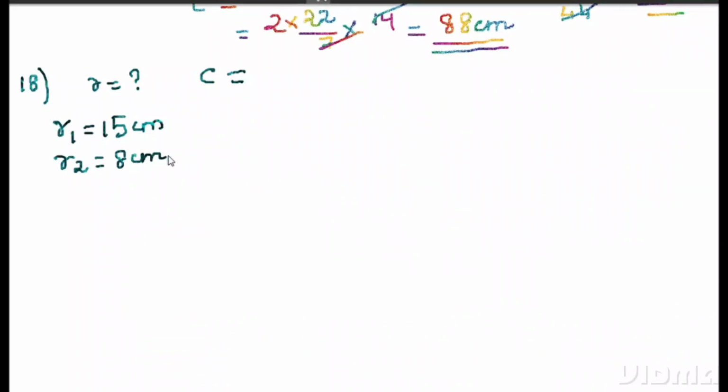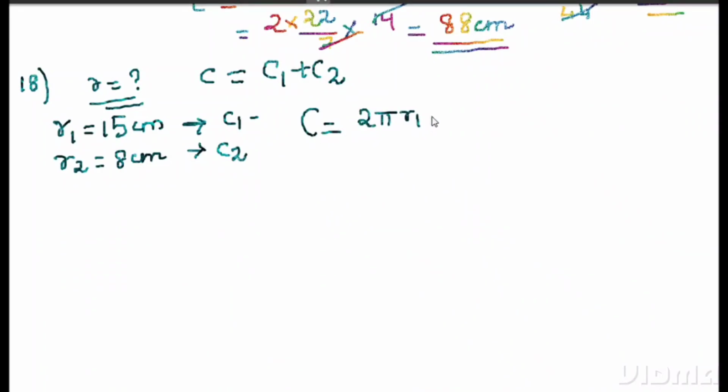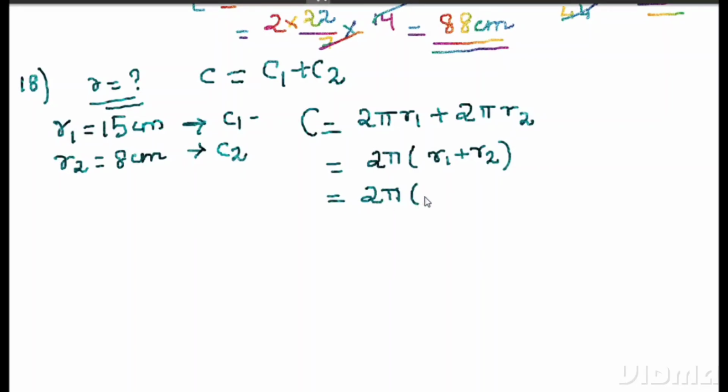So they are telling that you have to find the radius of a circle whose circumference is equal to the sum of the circumferences. So let us say the circumference of the first circle is C1 and the circumference of the second circle is C2. So the new circumference will be equal to the sum of C1 and C2. So let's see what will be the new circumference. C1 is 2 pi R1 plus C2 is 2 pi R2. So I can take 2 pi common from here. So this becomes R1 plus R2. So now this I can write as 2 pi into what is R1, that is 15. And what is R2, that is 8.